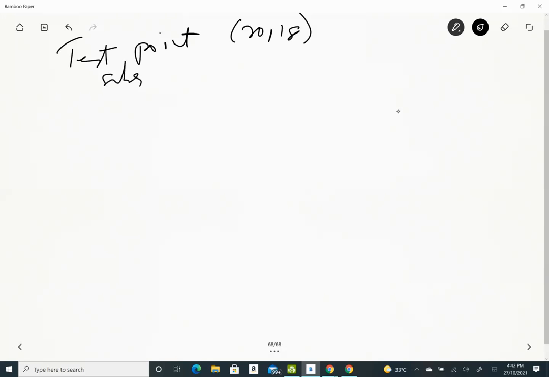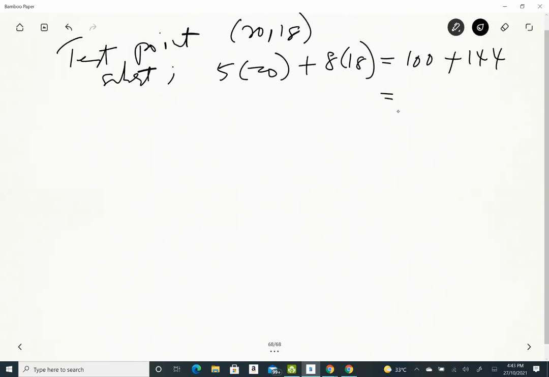So again here, substitute. All right, so what do I get? I get 5 times 20 plus 8 times 18 equal to 100 plus, what is 8 times 18? 144. Right. 18 times 8, 144. So that is equal to 244. Is it bigger than 50? Yes.